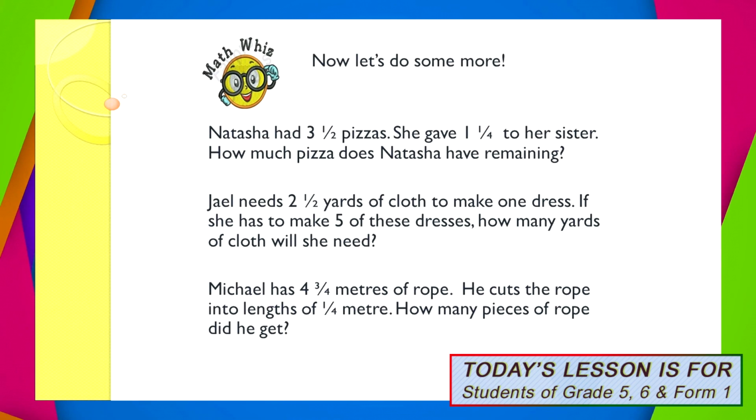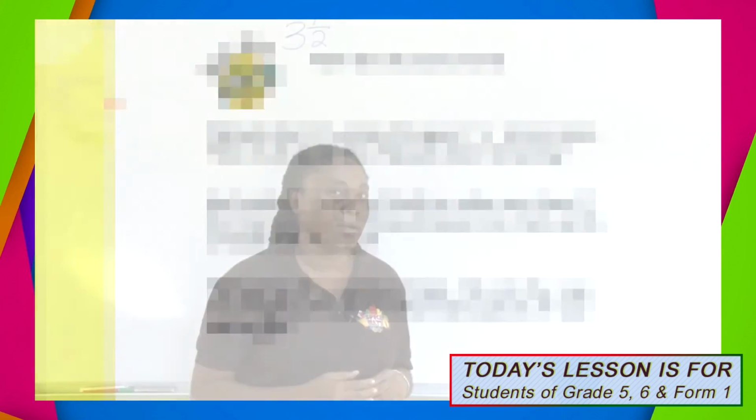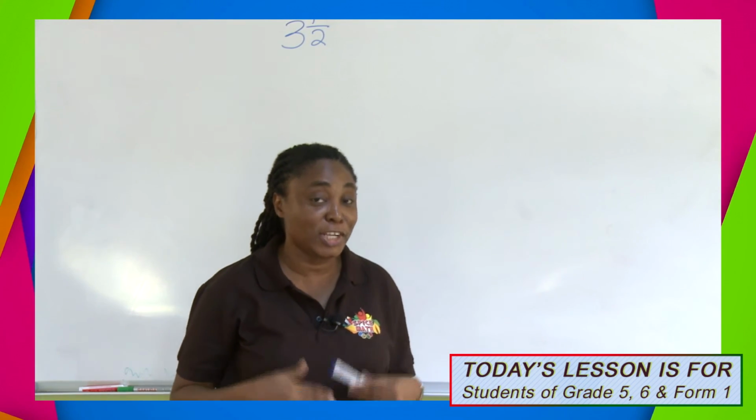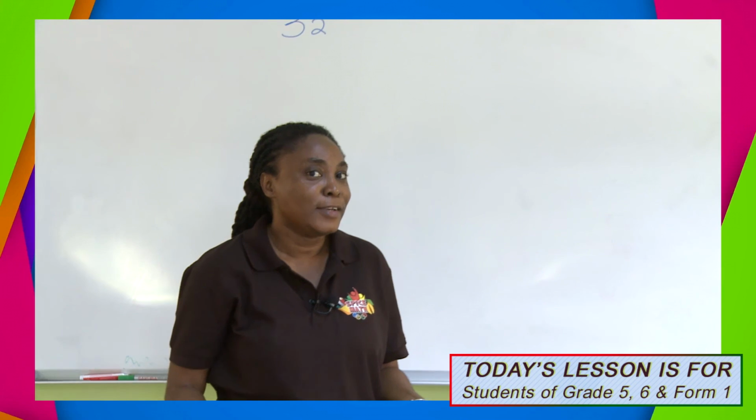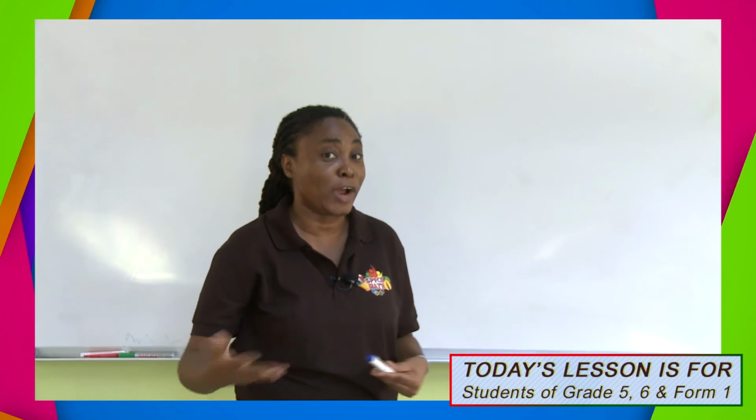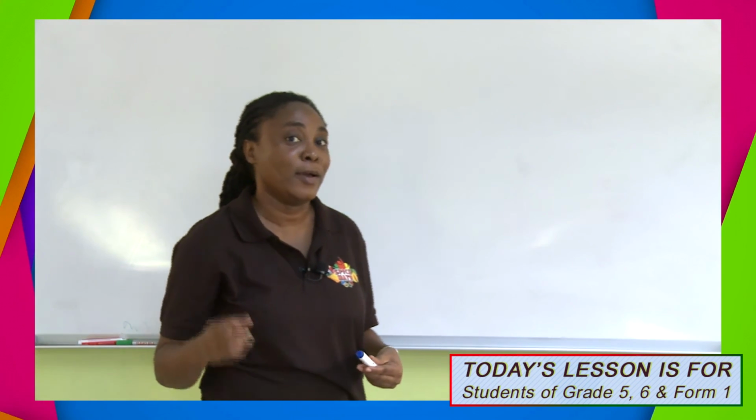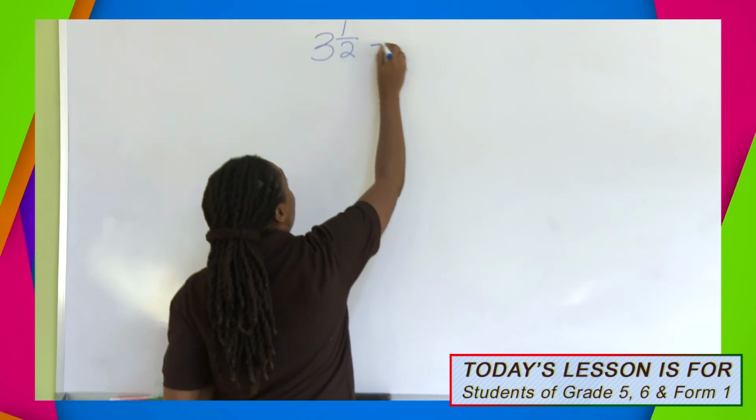Our first question says that Natasha had 3.5. So we want to keep that information because that is something that they gave us. She had 3.5. She gave 1.25 to her sister. She gave. Is she getting it or is she giving it away? She's giving it away. So she's subtracting. It will be take away. All right. So we're going to take away that 1.25.